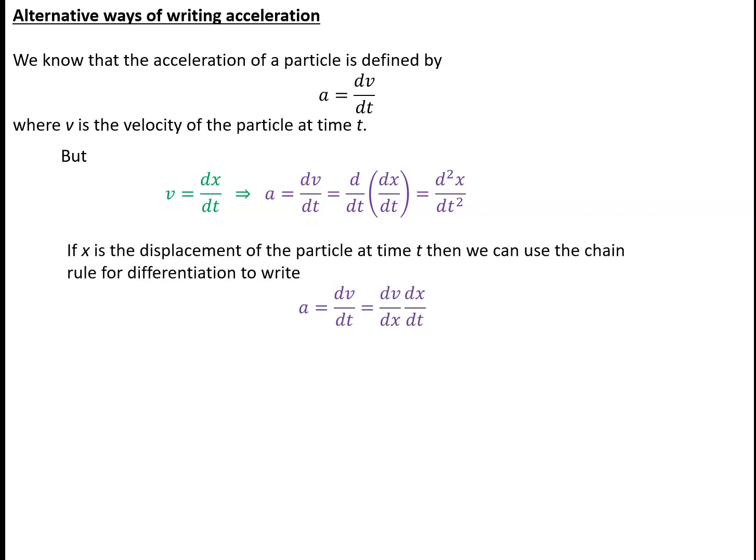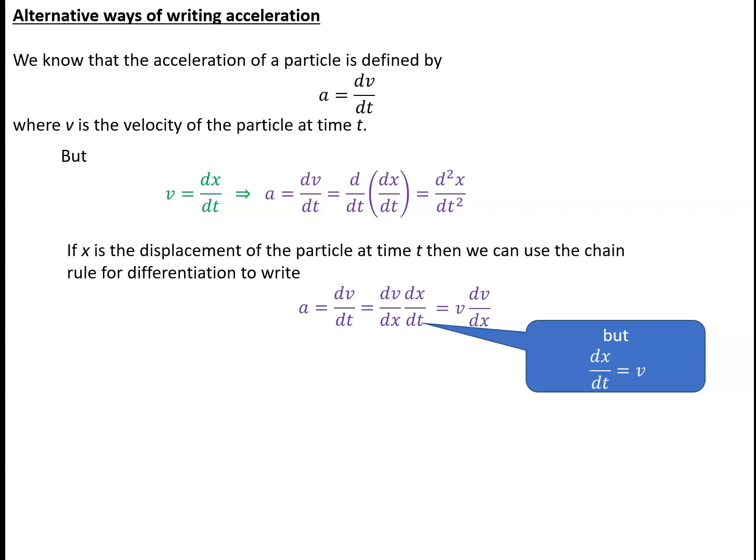Another way of writing the acceleration is if we've got a equals dv by dt, then the chain rule tells me that dv by dt is the same thing as dv by dx times dx by dt. But dx by dt, if x is the displacement, is simply the velocity. So we've got dx by dt equals v. So in other words, a, the acceleration, is the same thing as v times dv by dx.